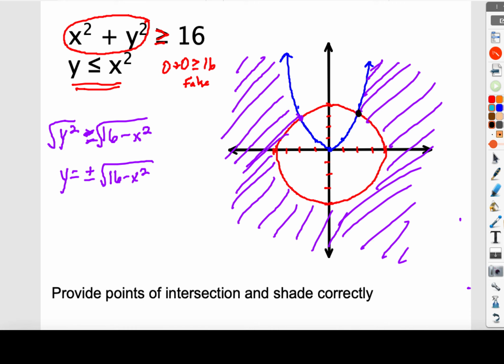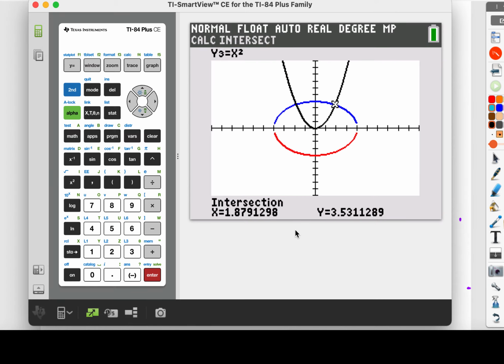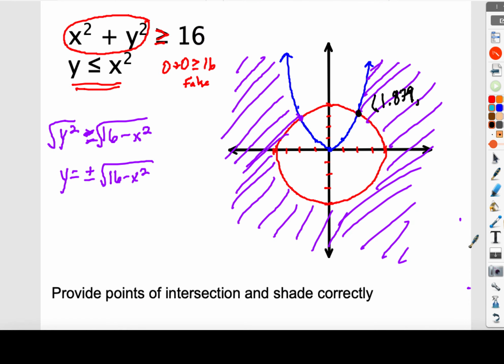So again, this point here is 1.879, comma, 3.531. But because this point over here is symmetrical, I immediately know that that must be negative 1.879. Again, still up at 3.531. Again, you can verify that on the calculator if you want to.